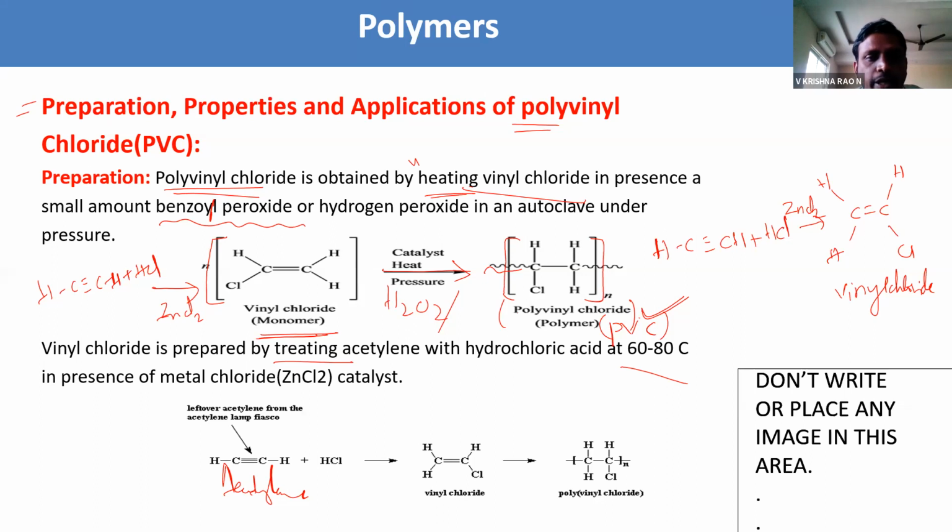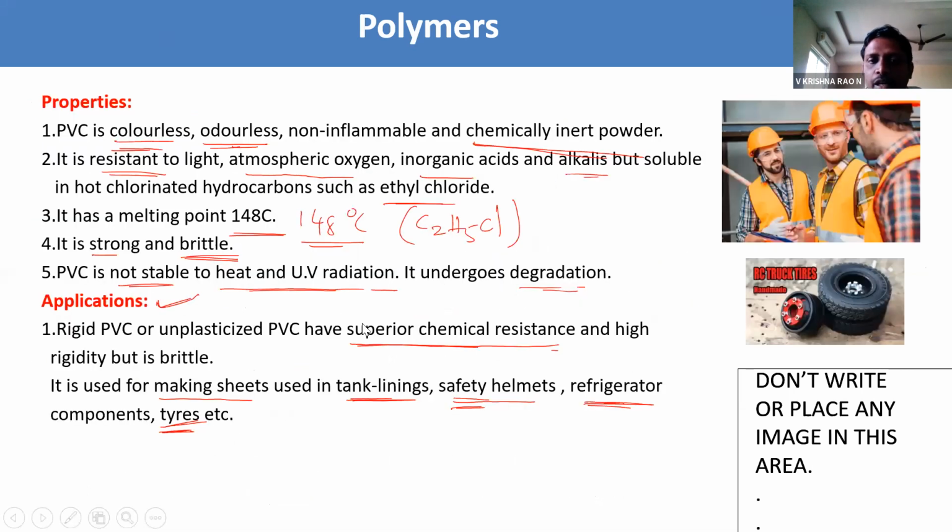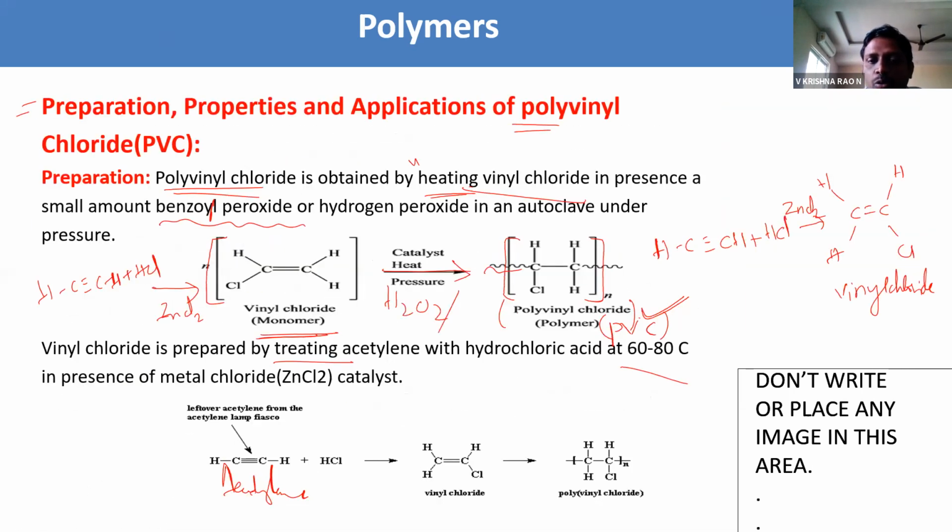Here vinyl chloride is prepared by treating acetylene with hydrochloric acid, HCl, at 60 to 80 degrees in the presence of a metal chloride, zinc chloride, as a catalyst. Here you will get the monomer vinyl chloride.